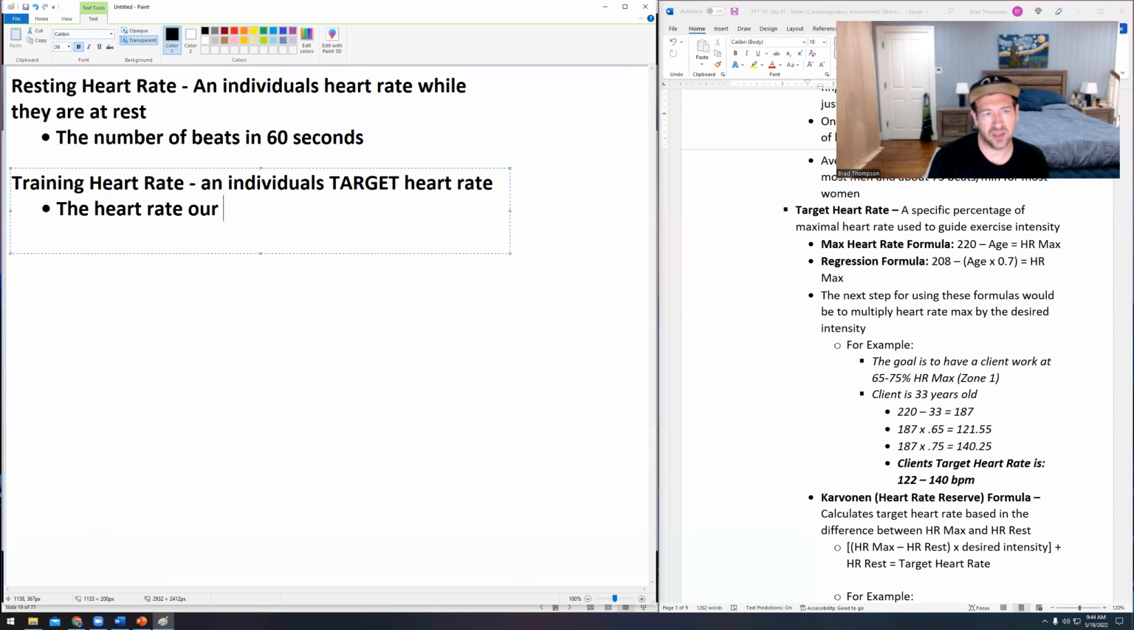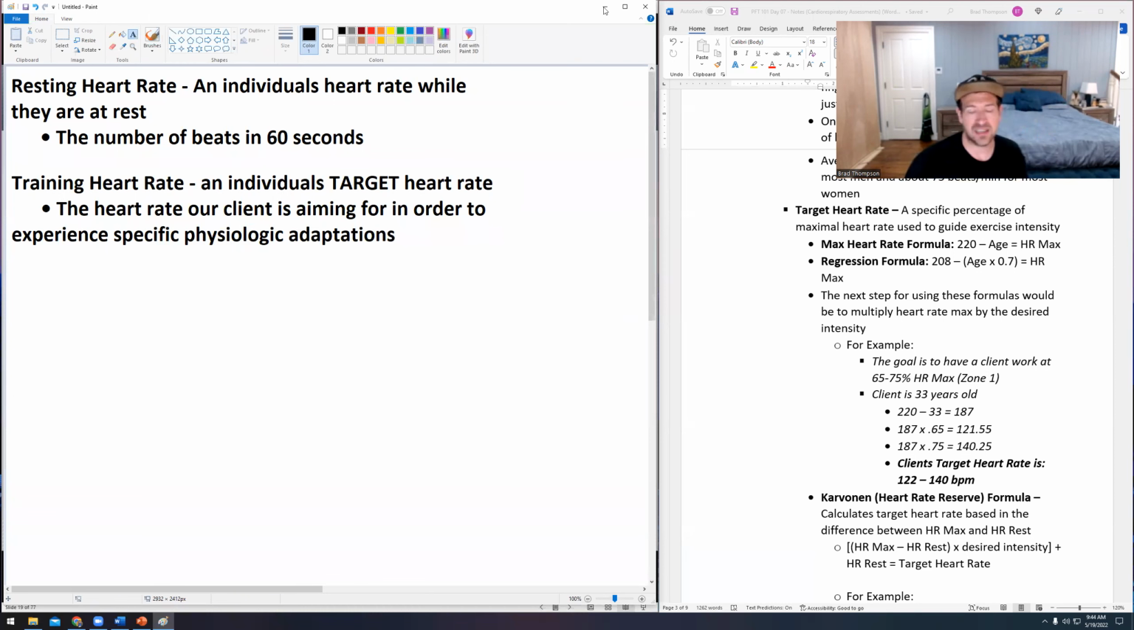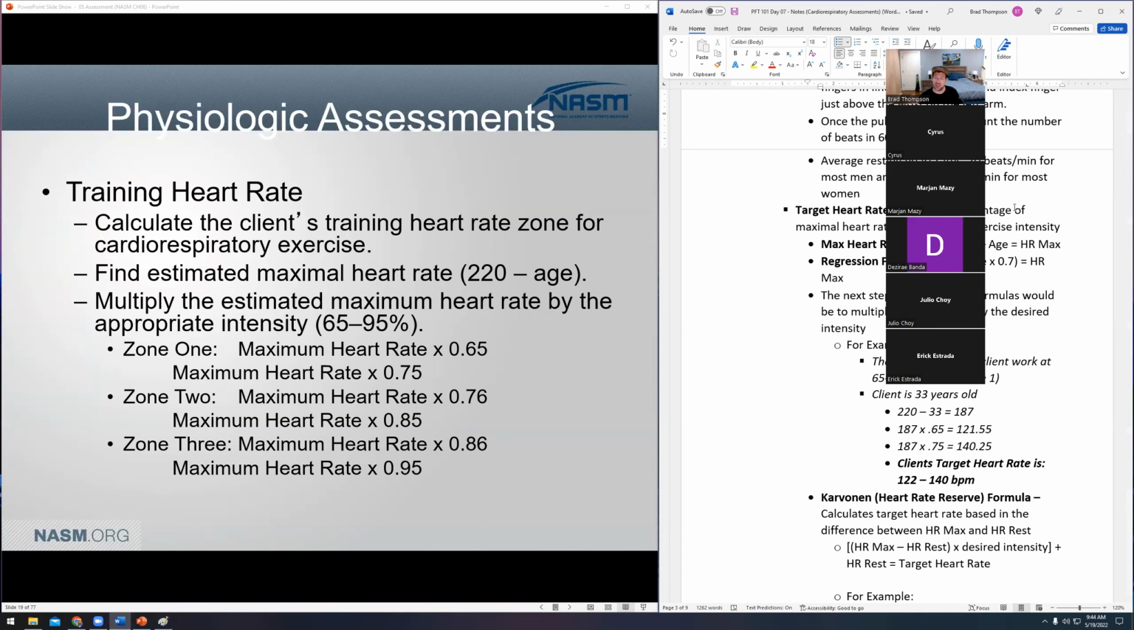The heart rate our client is aiming for in order to experience specific physiologic adaptations. Last night I talked about this in the evening class. One of the things that came up is how to close the gap between a strong right arm and a strong left arm, or a strong right leg and a strong left leg. We often see a little bit of asymmetry in the body, where we get a little bit overly developed in certain places and underdeveloped in other places, and we get a discrepancy between one leg and the other.